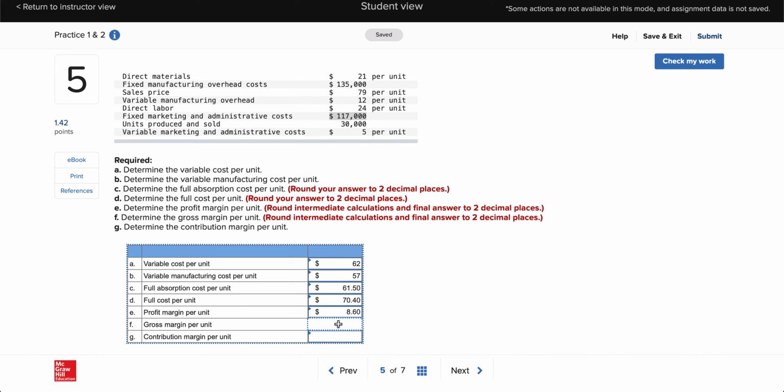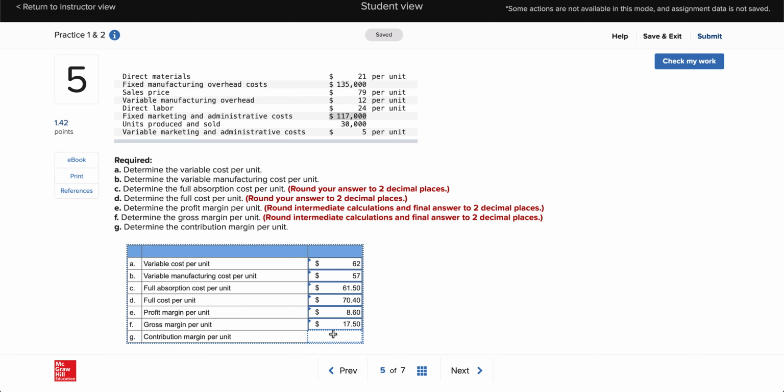The gross margin per unit. Remember that gross margin is our sale price minus cost of goods sold. And remember that I told you that the $61.50 is the cost of goods sold. So $79 minus $61.50 gives us $17.50.